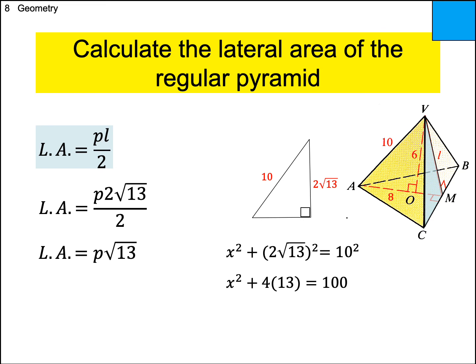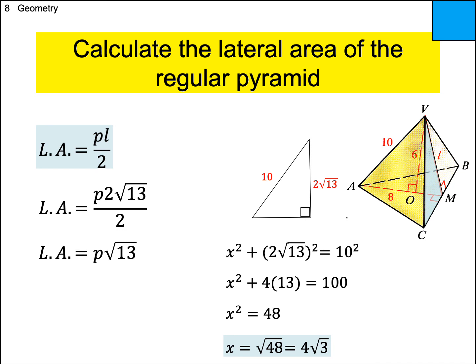Subtract 52 from both sides, and we get 48. You understand where I got the 48? 4 times 13 is 52, and then subtract 52 from both sides. We take the square root of 48. What's the biggest perfect square that goes into 48? 16. 16 times 3 is 48. So the square root of 16 is 4. So we get 4 root 13. So that's what x is.